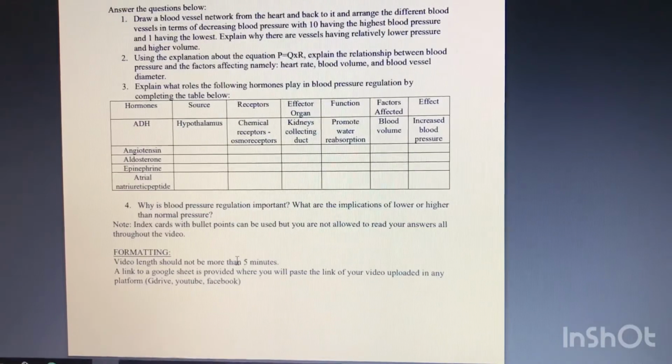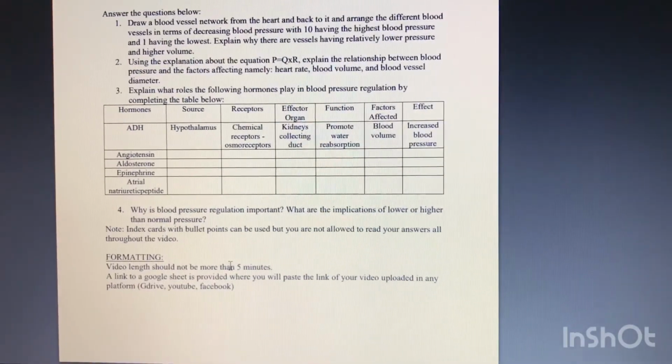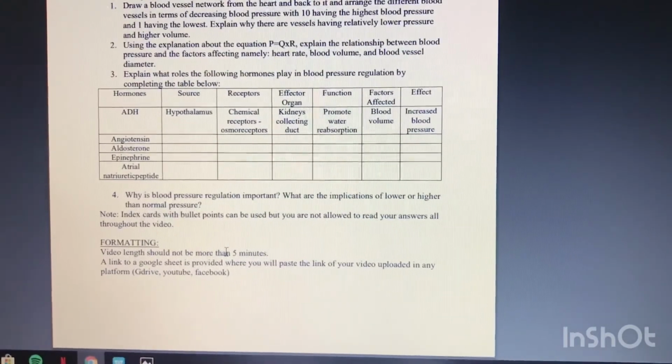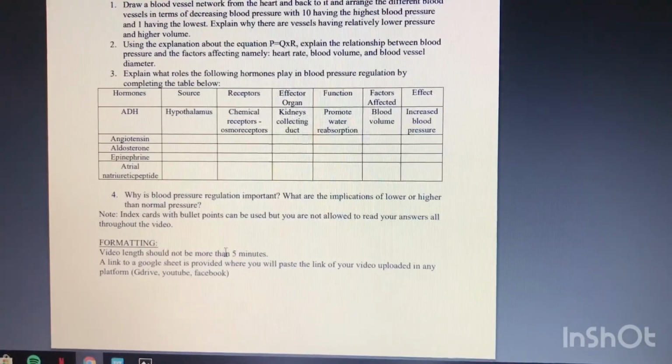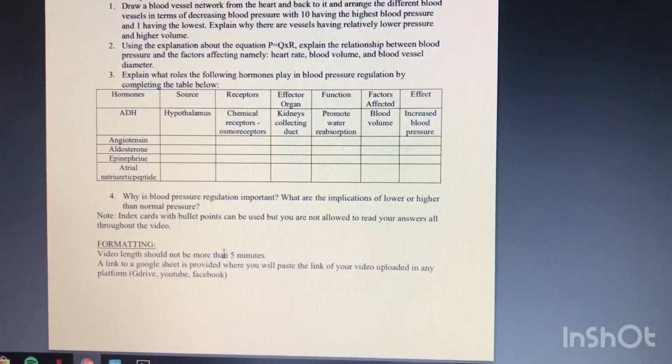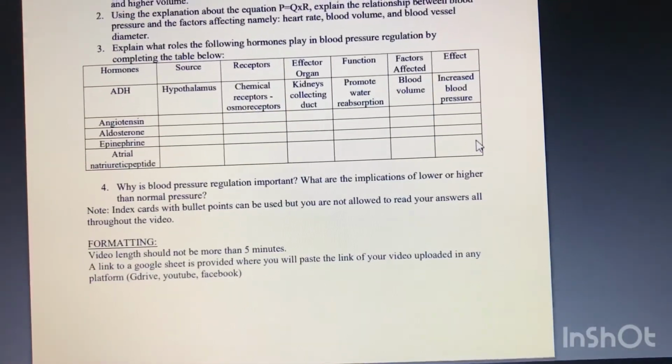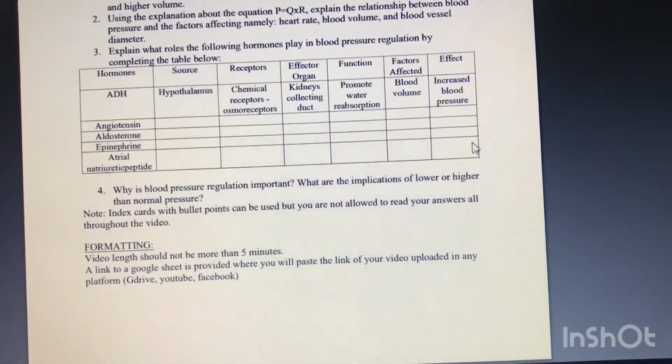Number 4. Why is blood pressure regulation important? What are the implications of lower or higher than normal pressure? Blood pressure regulation is important because the higher your blood pressure is, the higher your risk of health problems in the future. What are the implications of lower or higher than normal pressure?